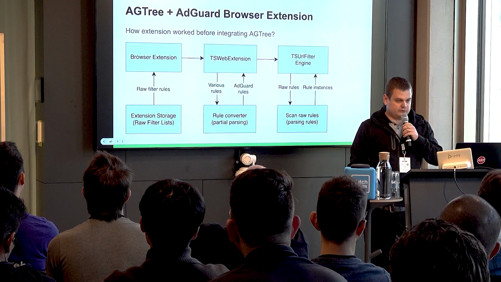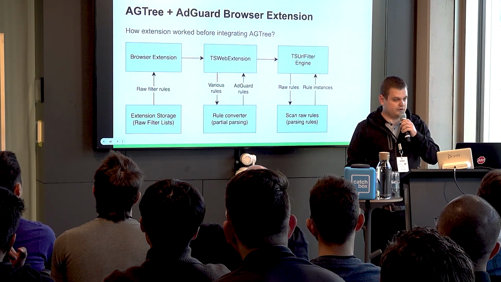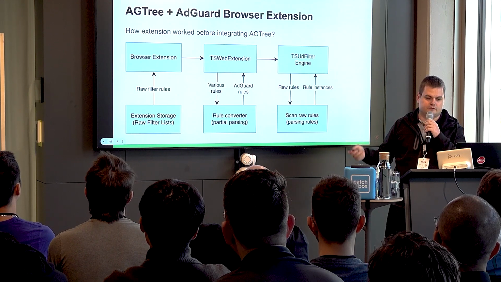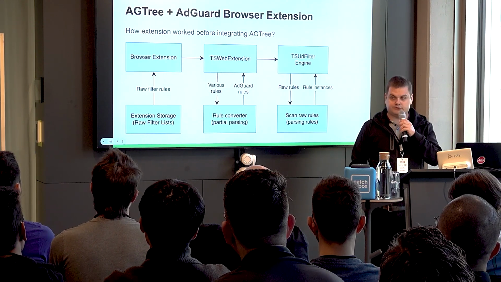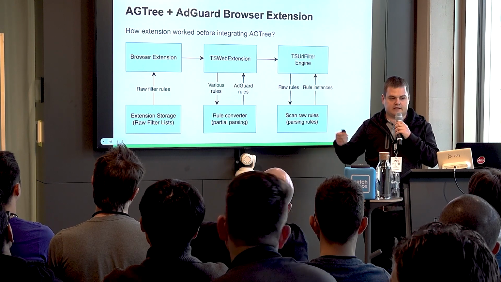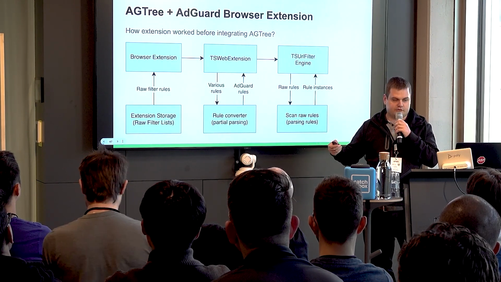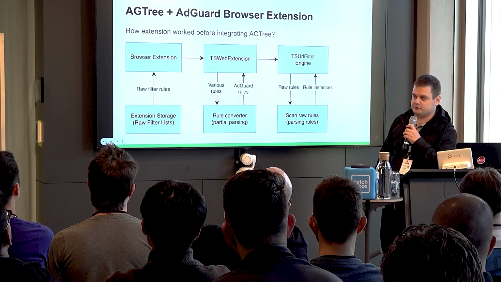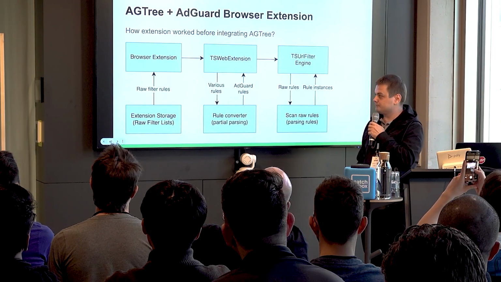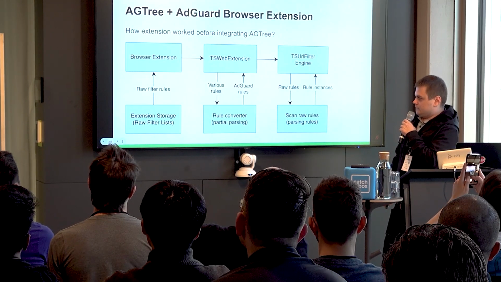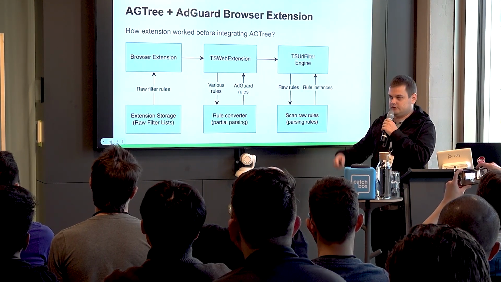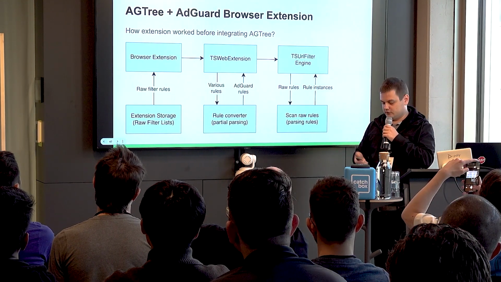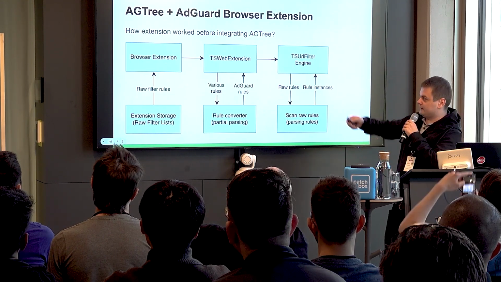Previously, the browser extension functioned by downloading raw filter lists and just storing them in browser local storage, and then performing rule conversion and rule parsing every time on every engine initialization via scanning rules. Parsing was also performed within the scriptlet library. Actually, it worked fast, but we wanted a solution that avoids a lot of reparsing. So we modified the structure a bit.